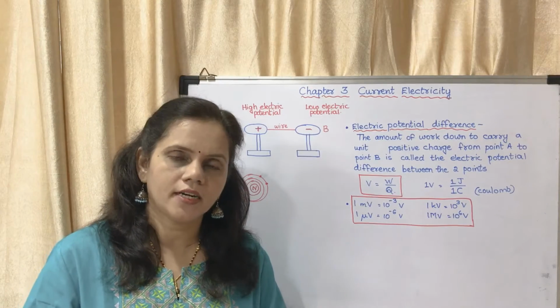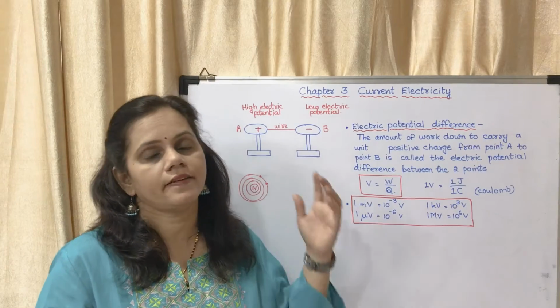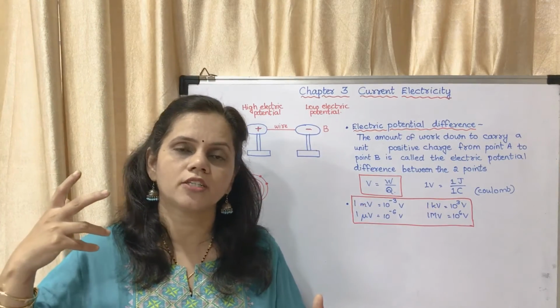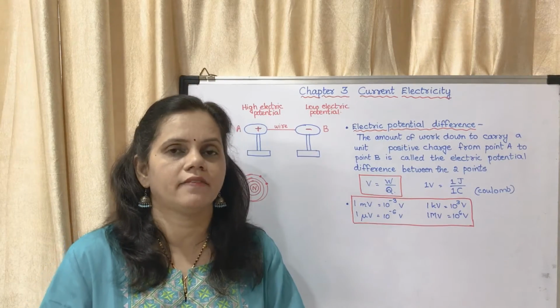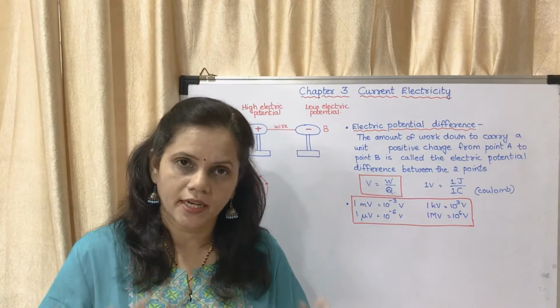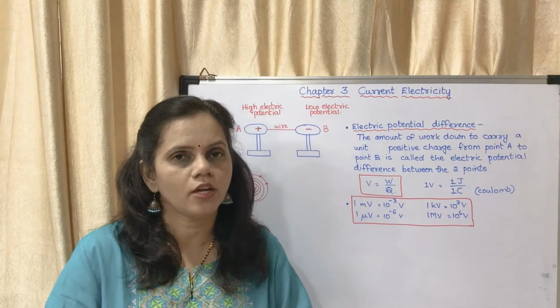In case of current, it is measured in terms of electrons. Consider this is having more electrons and this is having less electrons. So the electrons will move from negative to positive. Actually, we will come to that afterwards. But as the number of electrons is more, it is said to be at a higher potential, and as the number of electrons is less, it is said to be at a lower potential.